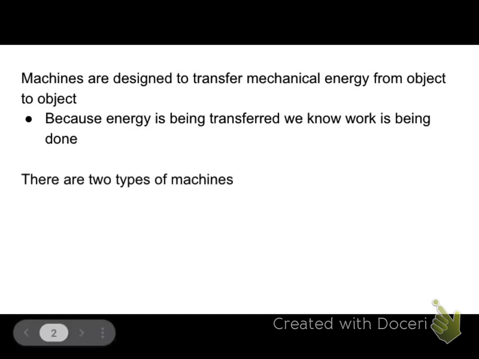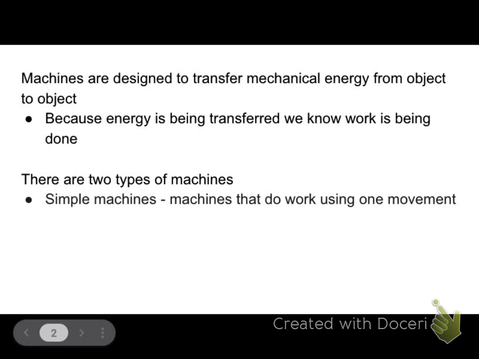There are two types of machines that we're going to discuss today. And we're going to start with simple machines. So simple machines are machines that do work using one movement. So we already know the answer to one of our agree-disagree statements, right? Simple machines are in fact machines that do work using just one movement.